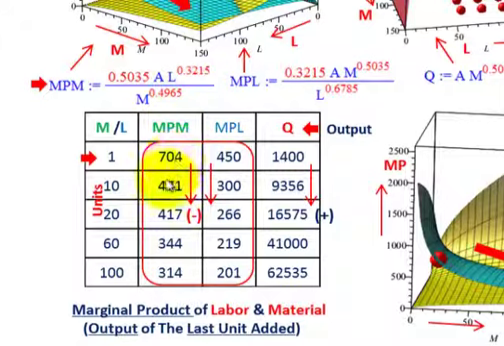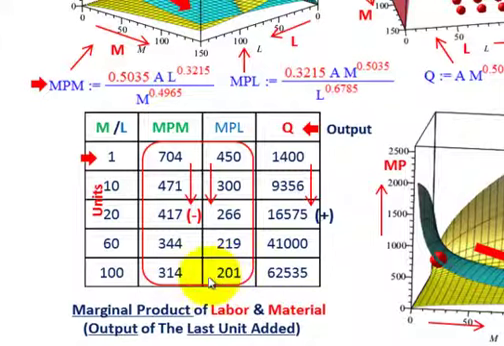So for our marginal product of material, we've gone from 704 down to 471. Marginal product of labor from 450 to 300. And looking at 20 units of material and labor, we dropped from 471 down to 417 for material, and then marginal product of labor from 300 to 266. If we went down to 60 units here, we drop to 344 and 219 respectively. And at 100 units, we're only adding 314 to our output for material and 201 to our output for labor.